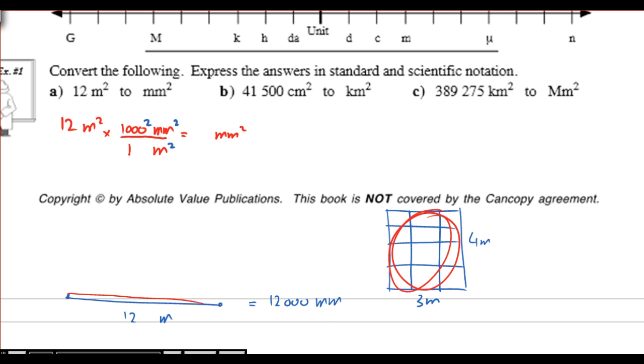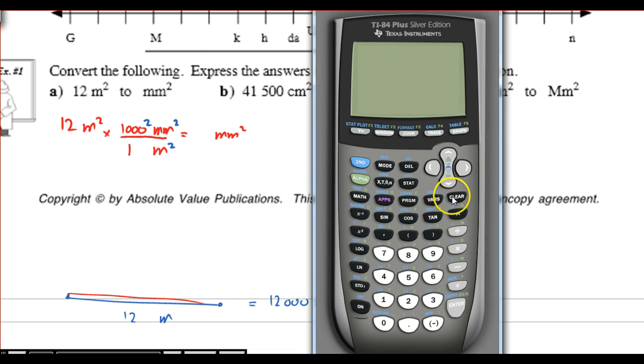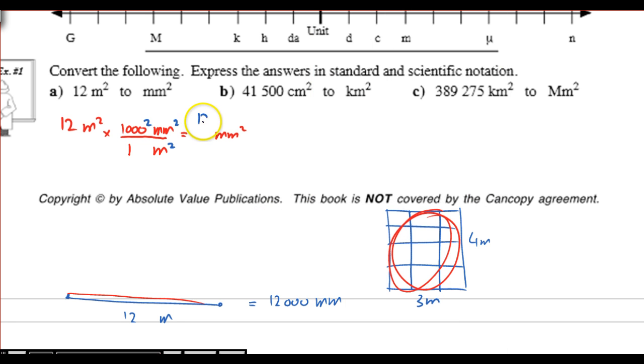So really, we're multiplying. It's going to be a much larger number, as you're going to see in a second. So it's 12 times 1,000 squared, which again is a million. So now we end up with 12 million millimeters squared. And that seems like an awfully large number.